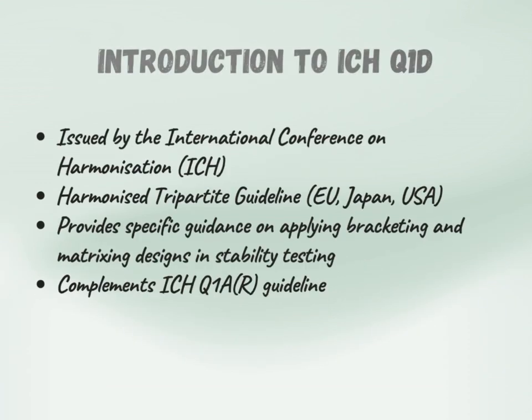To set the context, ICH, or the International Conference on Harmonization, is a collaborative initiative involving regulatory authorities from Europe, Japan, and the United States. The ICH Q1D Guideline is part of a broader framework to harmonize technical requirements across these regions. Specifically, Q1D focuses on the proper use of bracketing and matrixing, two strategic approaches to reduce the scope of stability studies without compromising the quality or reliability of data. This guideline complements the broader ICH Q1A-R, which lays the foundation for stability testing as a whole.